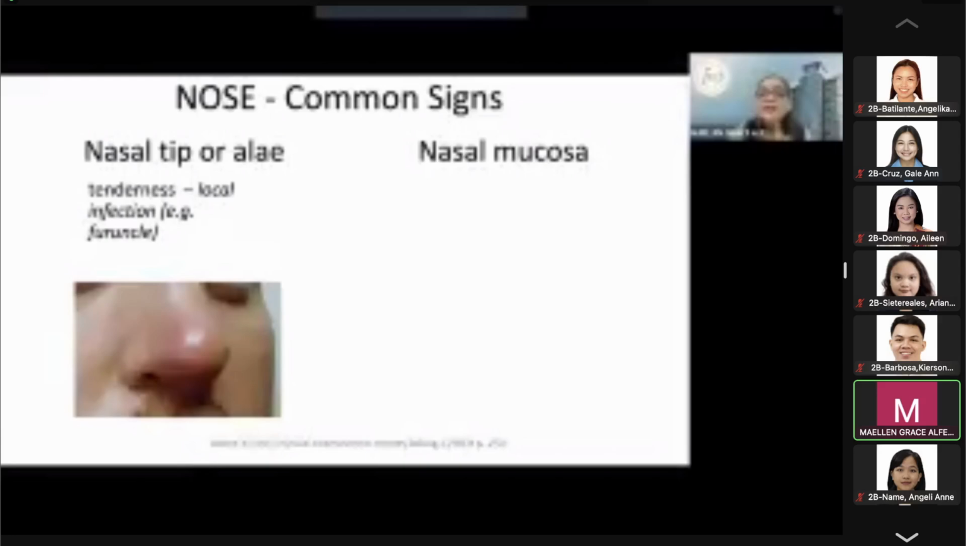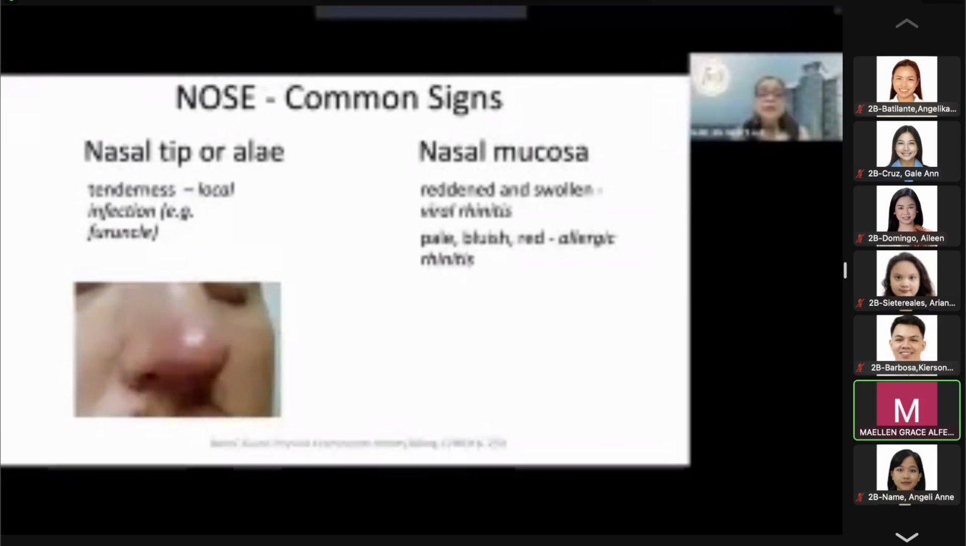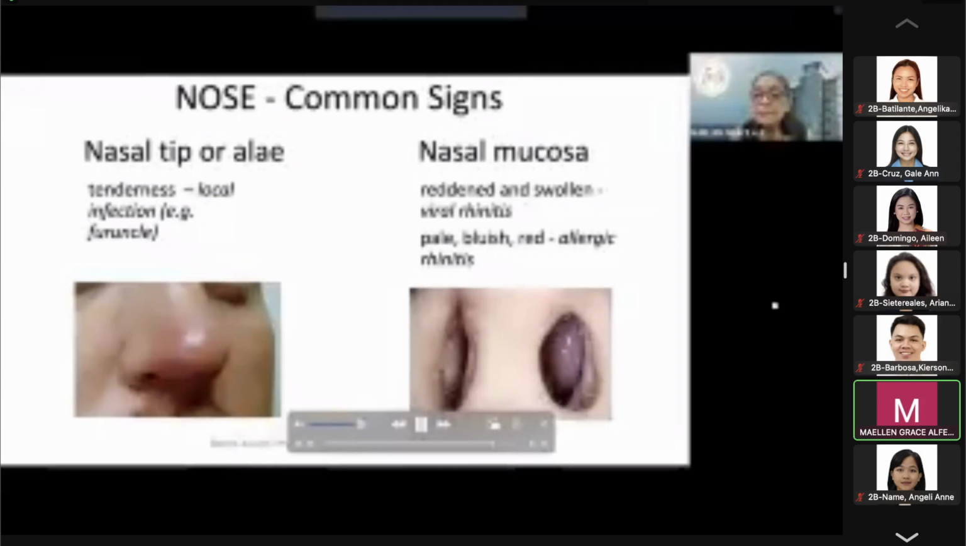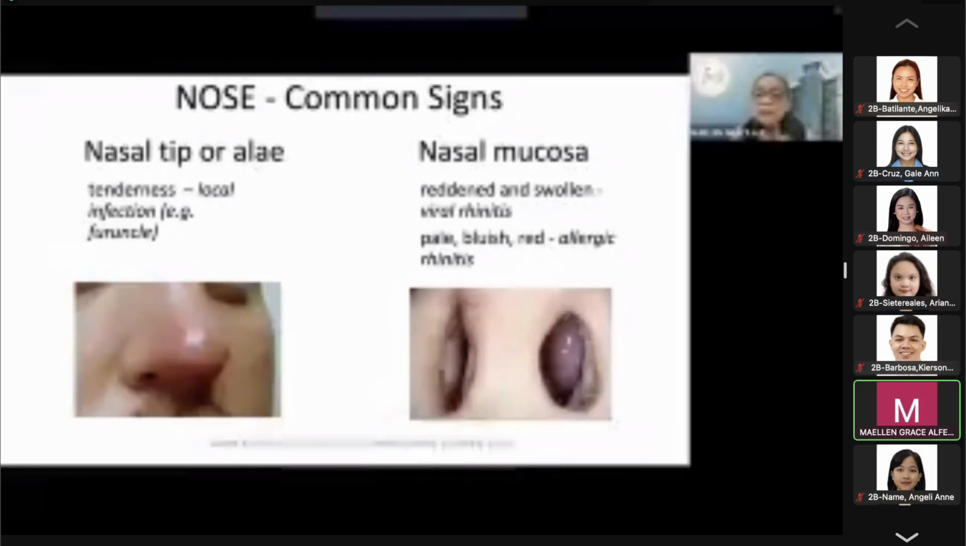Now, for the nasal mucosa here, usually when you look at the nasal mucosa, you will see it to be pinkish. So that's the default of most of the mucosa. But if it is reddened and swollen, so usually there is viral rhinitis. However, if it is pale bluish or red, it can be allergic rhinitis. So if you look at the nasal mucosa here, it's a little bit on the pale side, and you can see there's a polyp that is somewhat bluish to red in color.